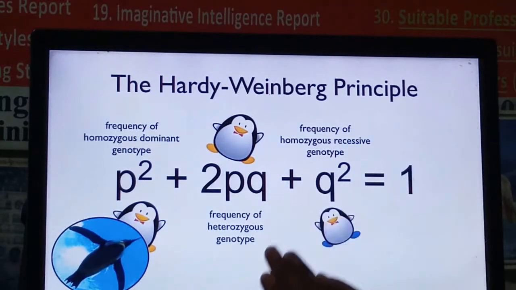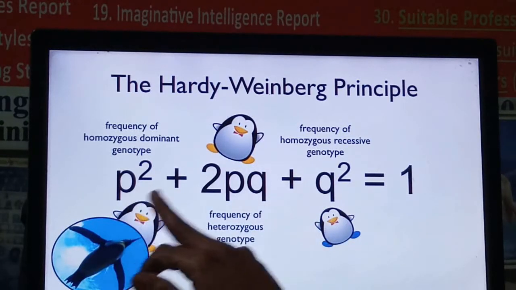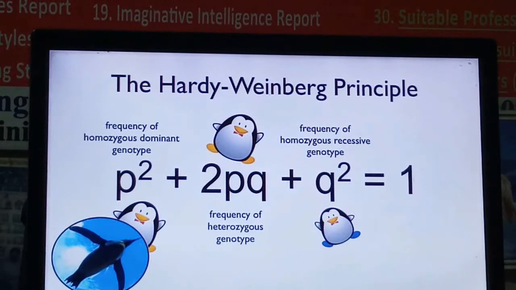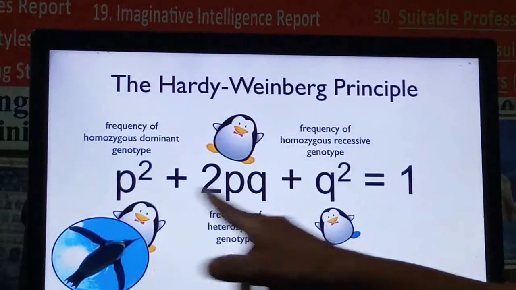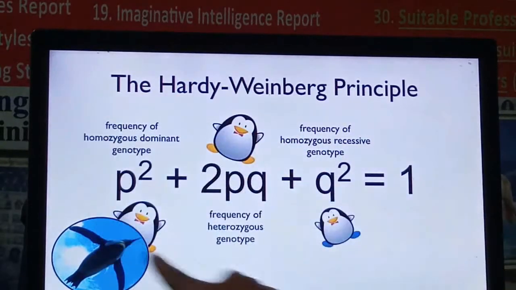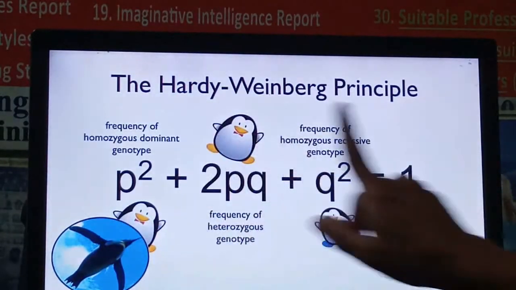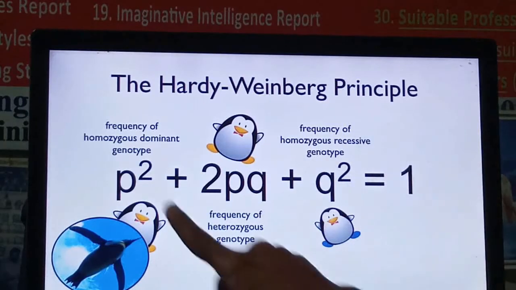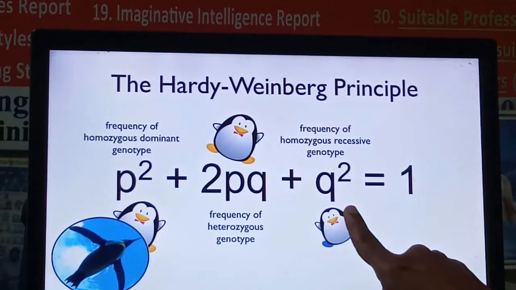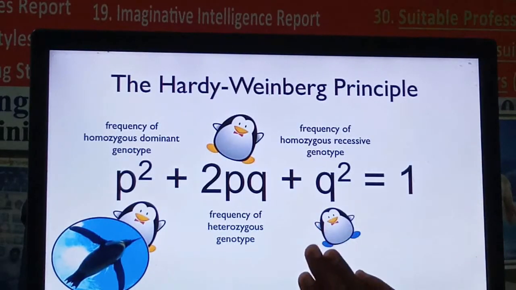This is proved with the equation p square plus 2pq plus q square is equal to 1. The values may be anything, but the sum total always comes to 1. Now what is meant by p square, what is meant by 2pq and what is meant by q square?